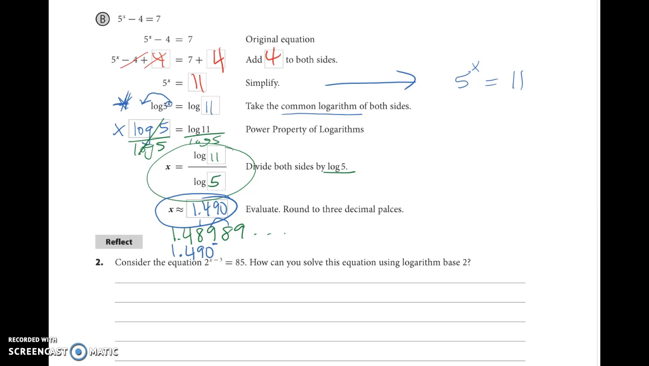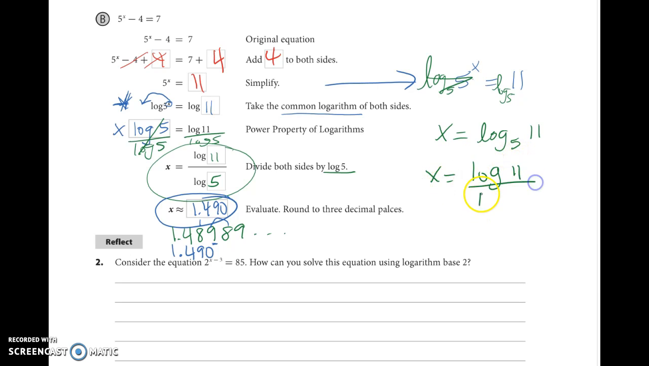Now what I would do is I would take log base 5 of both sides. So the log base 5 and 5 cancel, and I just get x equals, and over here I have log base 5 of 11. Now, how do we punch that into a calculator? Well, remember, we use change of base, which is log 11 over log 5, or ln 11 over ln 5.